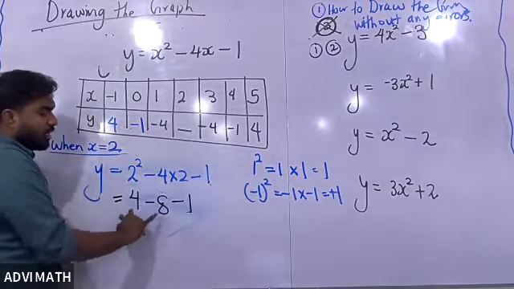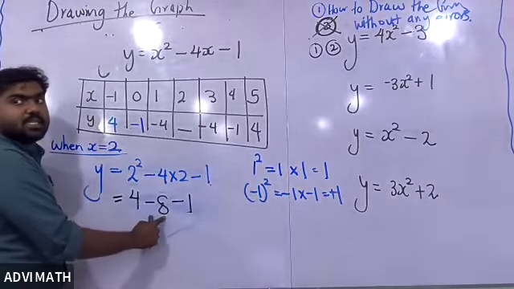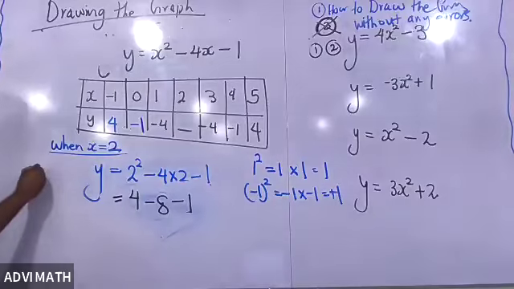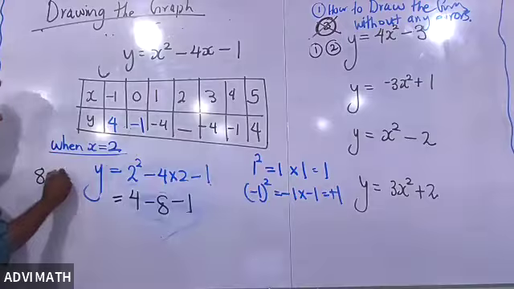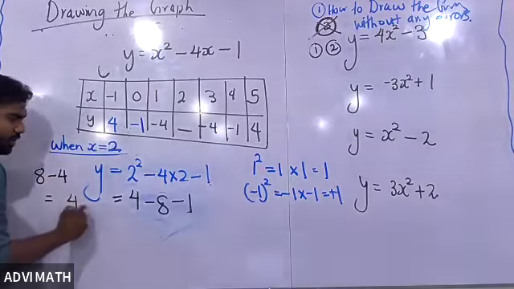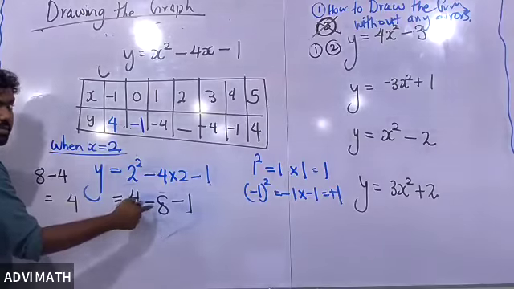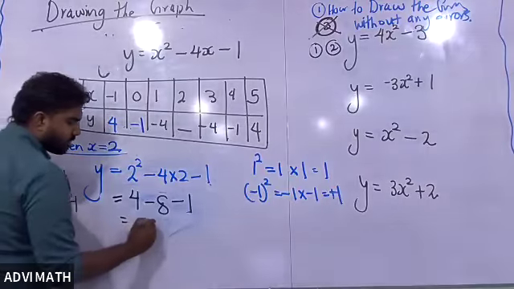I'm subtracting two different signs. Take the largest number. Which number is largest? 8. Smallest is what? Subtract it from that. What is the answer? 4 is the answer. What is the sign of the largest number? Minus 4. So the answer is minus 4.